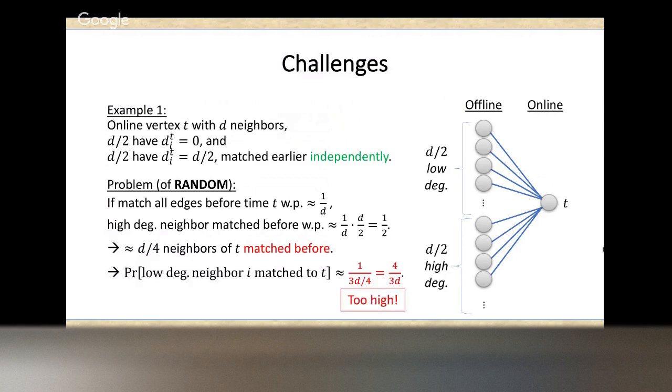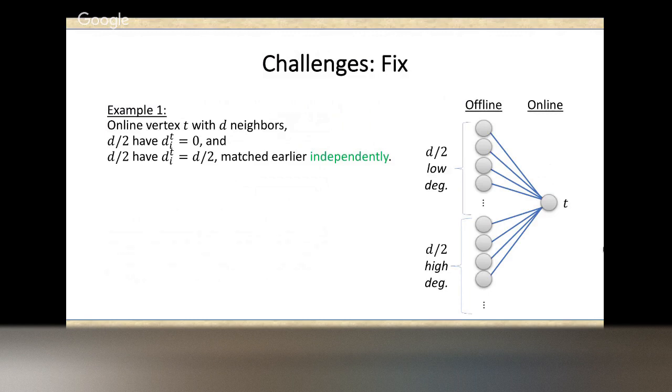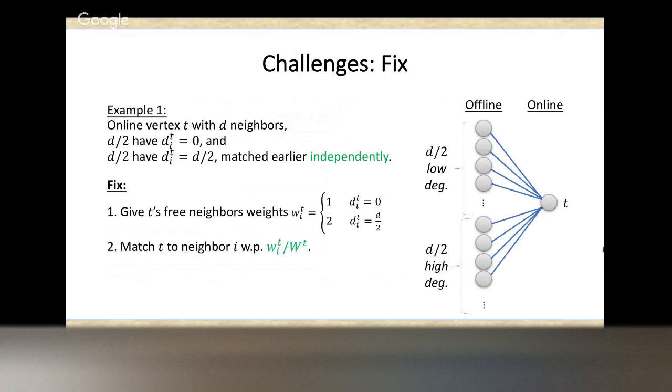Okay, so that's at least our general guiding intuition. Fortunately, we can fix this example relatively easily. I'll go into that really quickly. What we'll do is give each of t's free neighbors a weight: either 1 if you're a low degree neighbor, or 2 if you're a high degree neighbor and were not matched before, that is, free. And then we'll match t to a neighbor i with probability proportional to its weight. W_t will just be the sum of these weights.